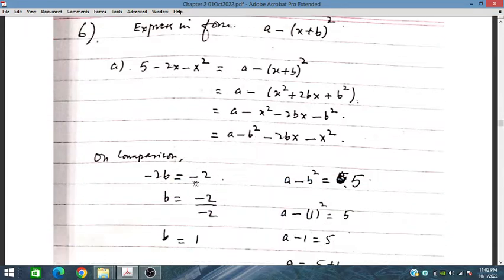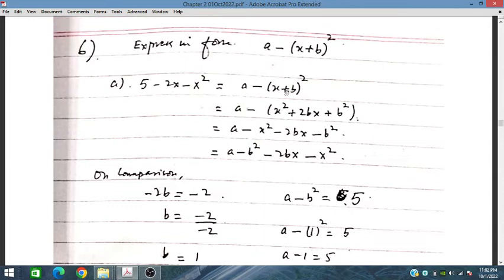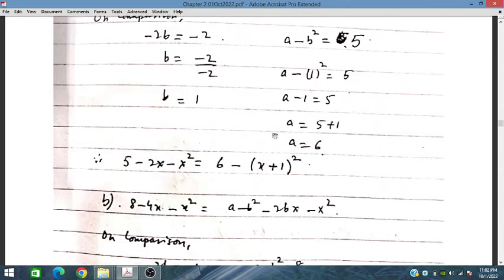So on comparison, we have minus 2b is equal to minus 2, and a minus b square is equal to plus 5. So we get the value of b from here, and by putting this b value here, we get the value of a. Once we get this a and b value, we put them at their respective places to get the form in this shape. Similarly for the other questions.